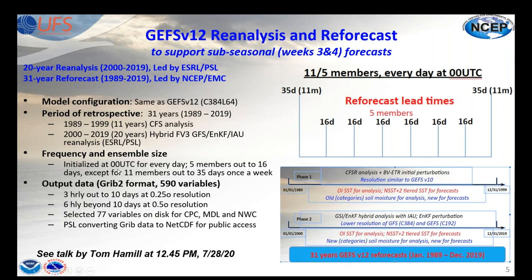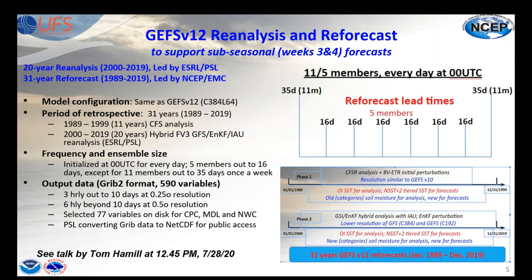I'll be talking about that on behalf of Tom Hamill in the next few slides. The reanalysis and reforecast are not produced every day. As you can see in this timeline chart here, every week we have 1 day with 11 members out to 35 days. And for the rest of the weekdays, 16 days out for 5 members. And that's how every 0Z 20-year reforecast was generated.